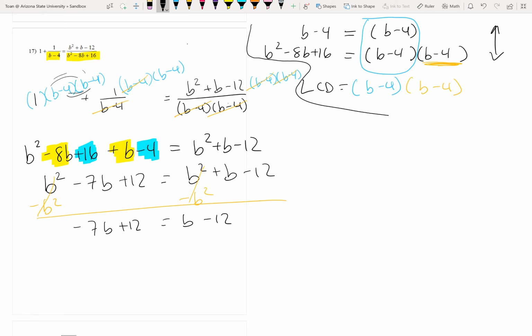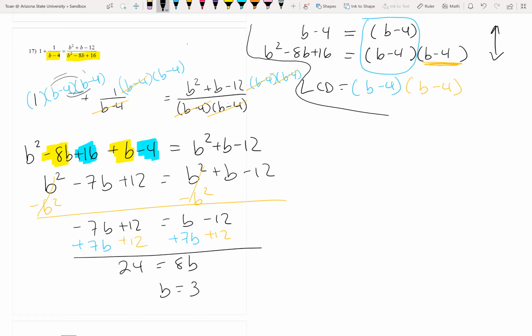Get the variables on one side, get the numbers on the other. So let's see if we can do this in one step. Add 7b to both sides. Add 12 to the other side, giving us 24 equals 8b. Divide both sides by 8, you get b equals 3.